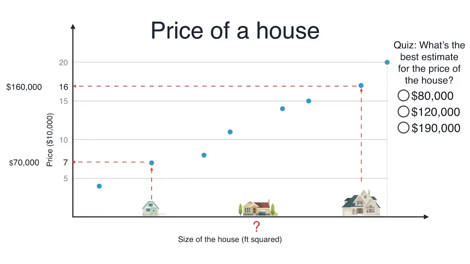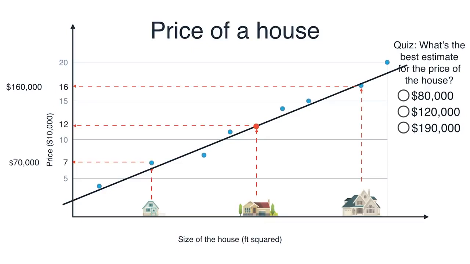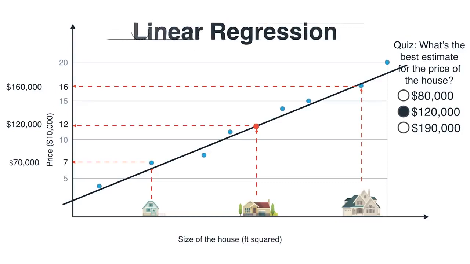Well, to help us out, we can see that these points kind of form a line. And we can draw the line that best fits this data. Now on this line, we can see that our best guess for the price of the house is this point here over the line, which corresponds to $120,000. So if you said $120,000, that is correct. This method is known as linear regression.